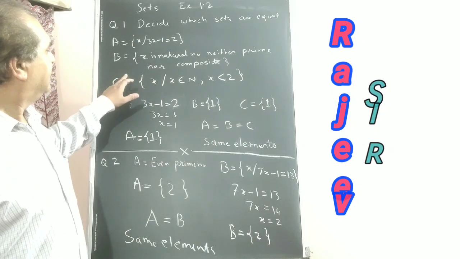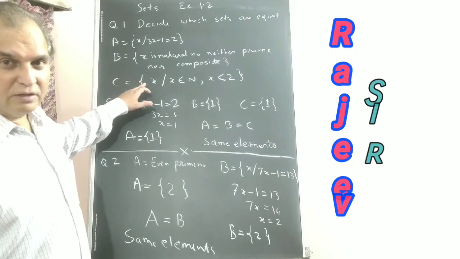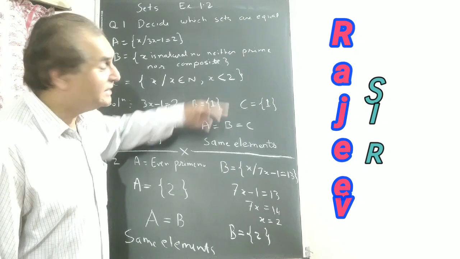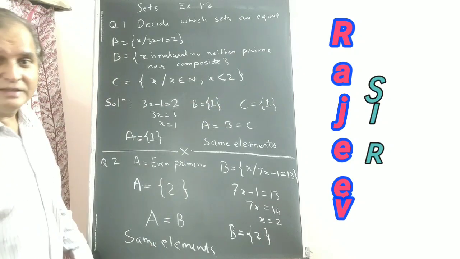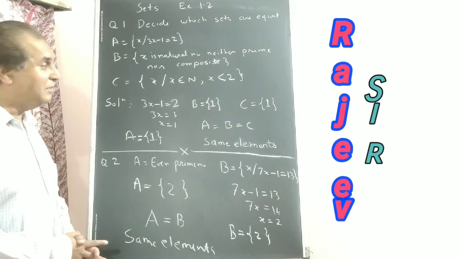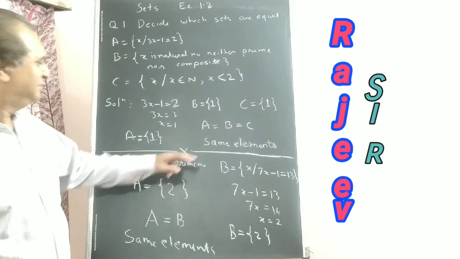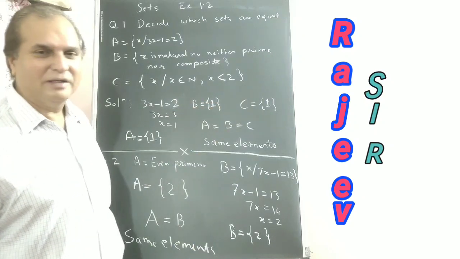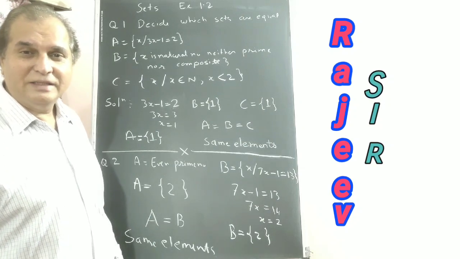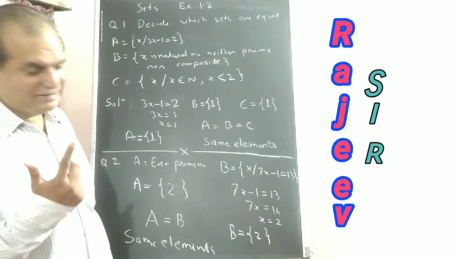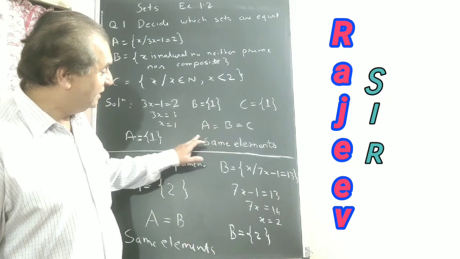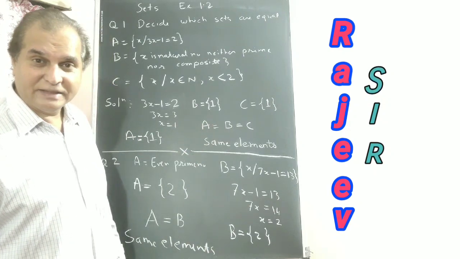Set C, x belongs to natural numbers, x less than 2. Natural number less than 2. Which is that number? Only 1. So A is 1, B is 1, C is 1. All elements same, only one element. So set A equal to set B equal to set C. The reason is all elements are the same.